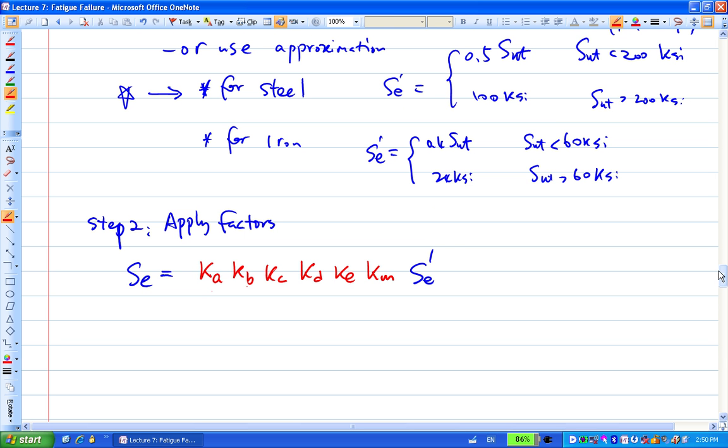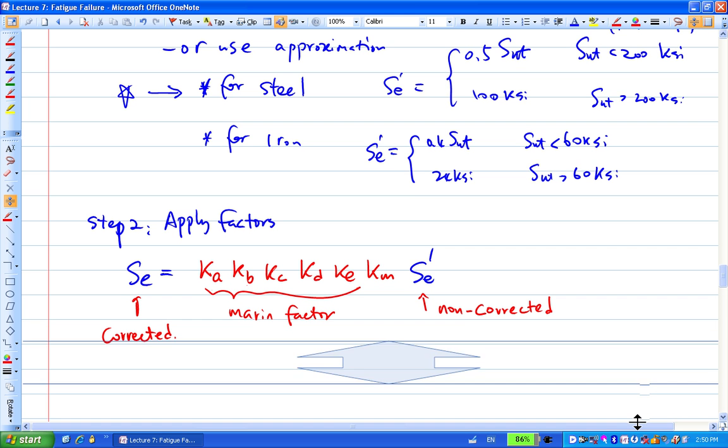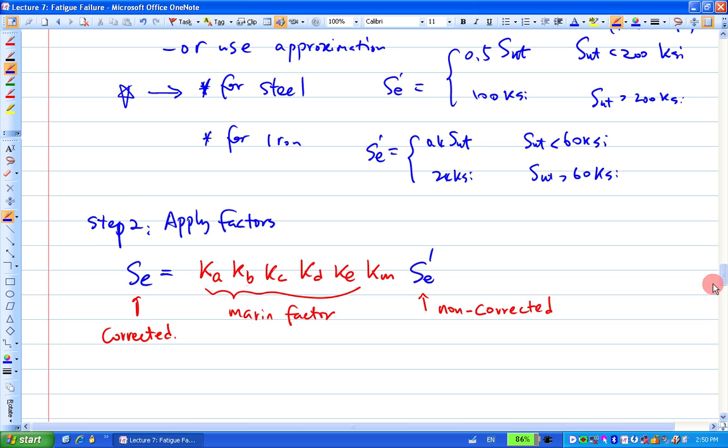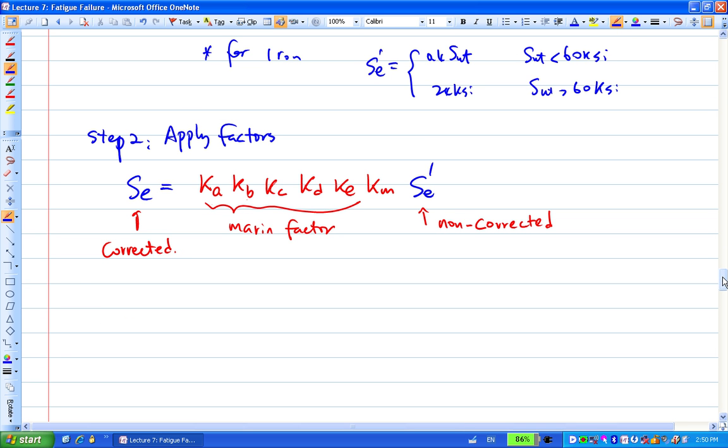Overall, this is what we call the Marin factors, or correction factors. As you can see, SE prime is non-corrected, the lab condition, and SE is corrected. Now let me elaborate about each one of the factors, as to what they are.